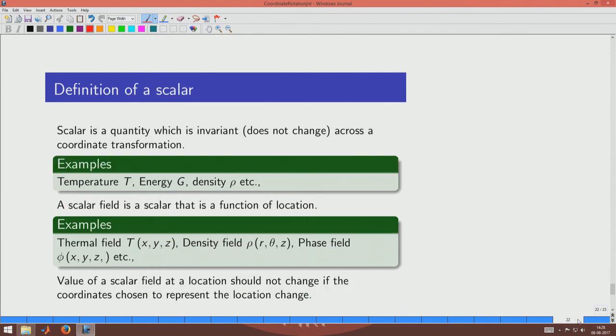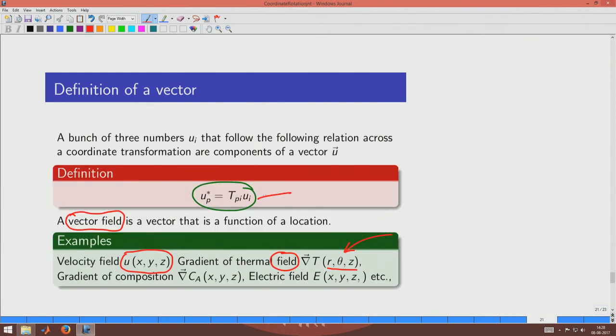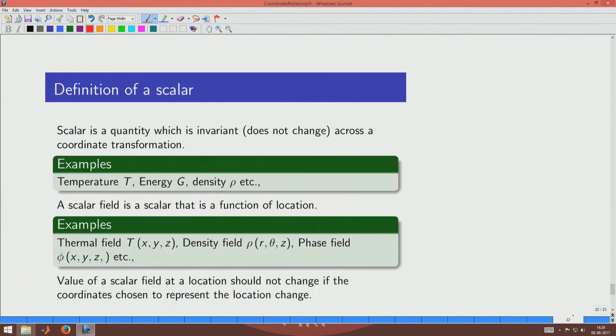Okay. So, now we have defined how the elements of a vector should change such that you can call it a vector. So, what would then be a scalar? Okay, a scalar should be defined by the fact that the numbers do not change when the coordinate system is changed. So, basically we use the word invariant. So, a scalar is one which is invariant across a coordinate transformation. So, it does not change when the coordinate system has changed.